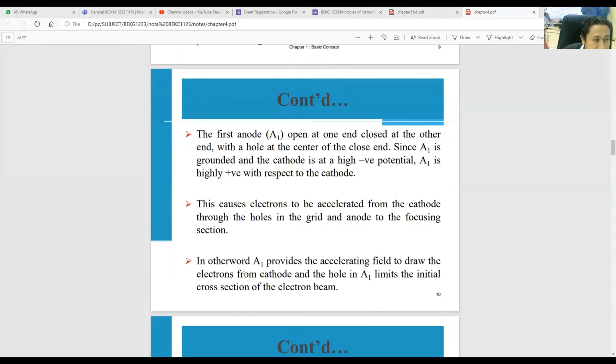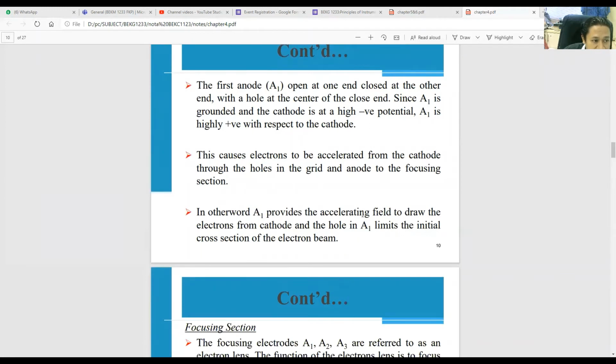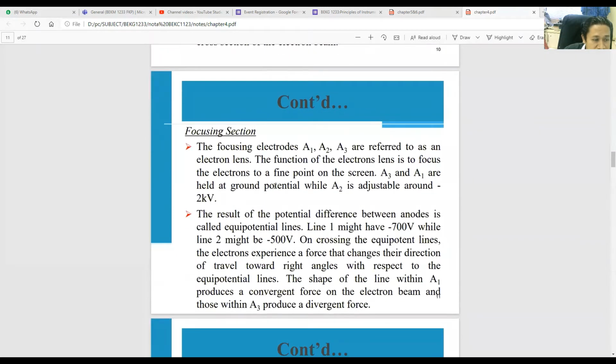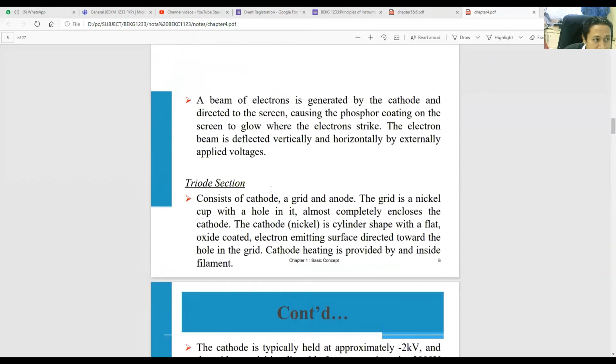Next, the first anode A1 is open at one end and closed at the other end, with a hole at the center of the closed end. Since A1 is grounded and the cathode is at a higher negative potential, A1 is highly positive with respect to the cathode. This causes electrons to be accelerated from the cathode through the holes in the grid and anode to the focusing section. In other words, A1 provides the accelerating field to draw the electrons from the cathode, and the hole in A1 limits the initial cross section of the electron beam. This is the triode section.